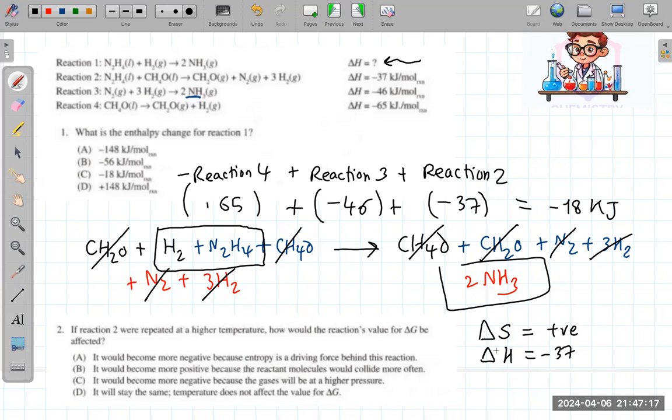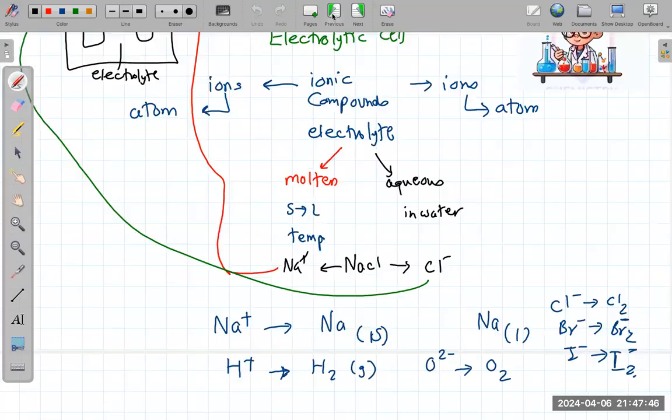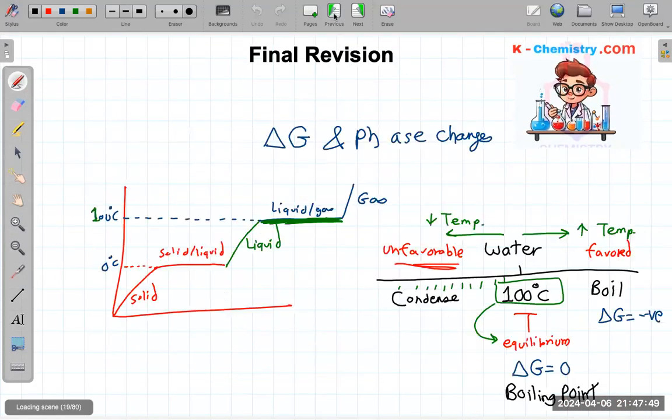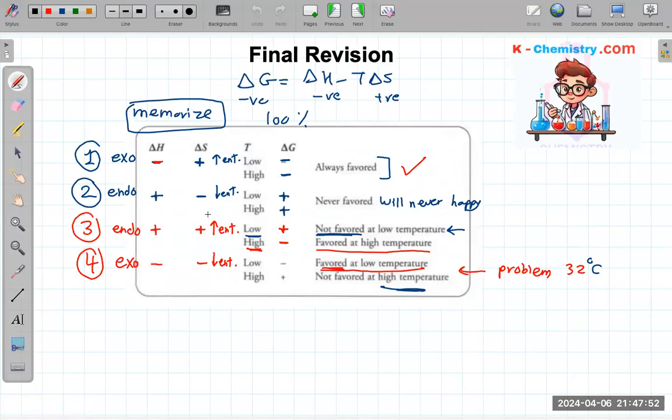What happens when you have a positive entropy and negative delta H? It's spontaneous. So is it always spontaneous? No, it's spontaneous at low temperatures. So at low temperature or at high temperature? At high temperature. So when delta S is positive, let's review the table. When delta S is a positive value and delta H is a negative value, it will always be favored.